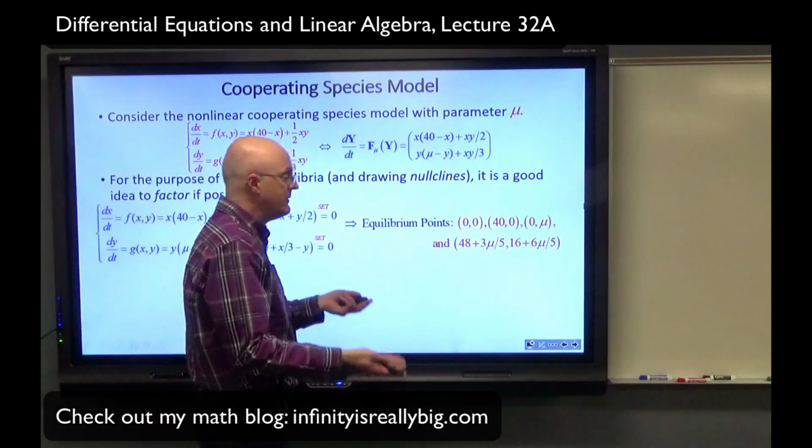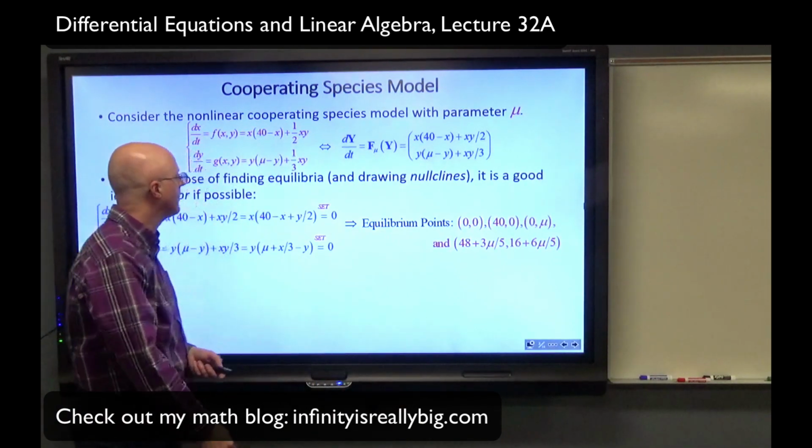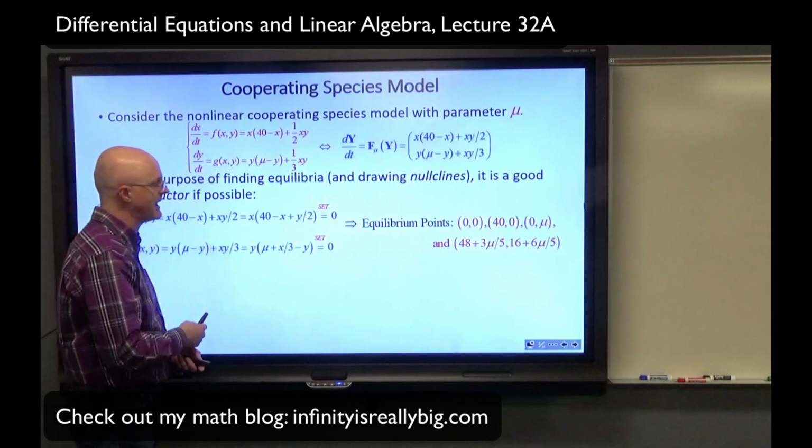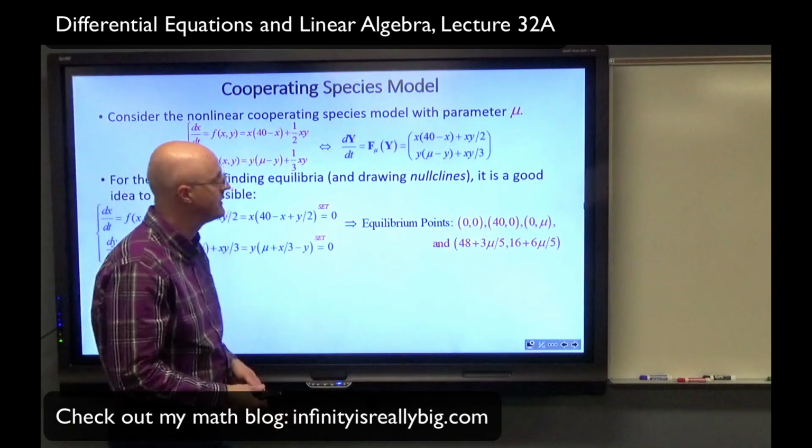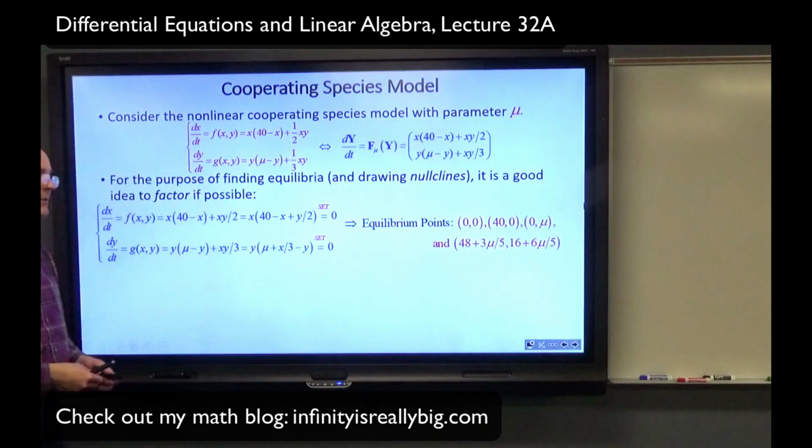I would encourage you, if you really have the interest in understanding, to go ahead and pause the video, take the time to check all 4 of these equilibrium points work, especially this last one in the first quadrant, certainly when mu is positive, but even when mu is negative, and not too negative, it will be in the first quadrant, not too far negative.